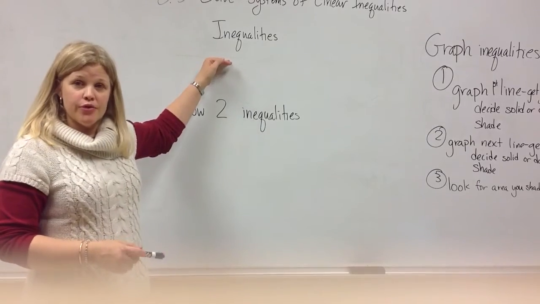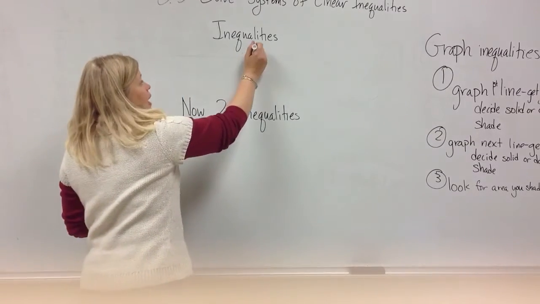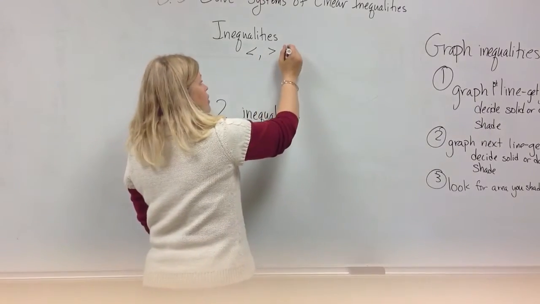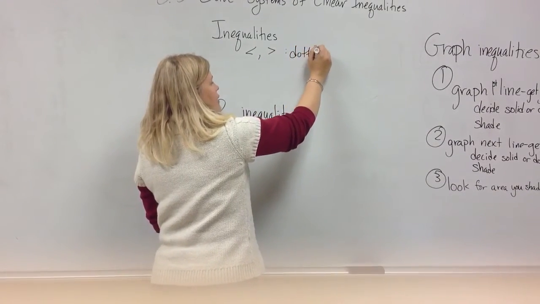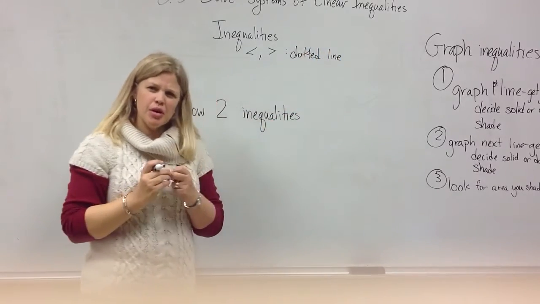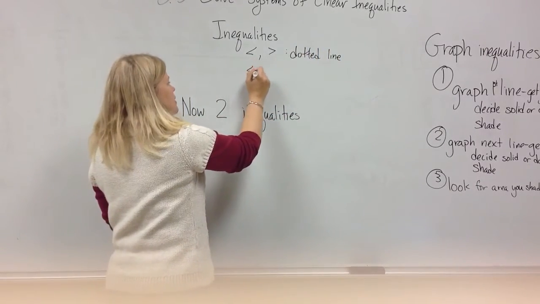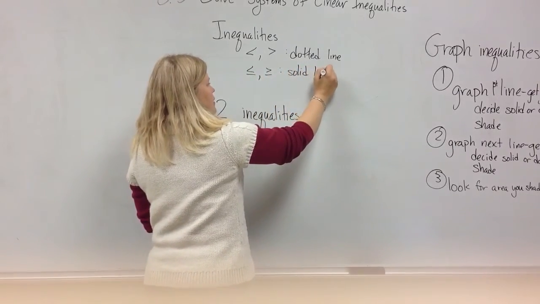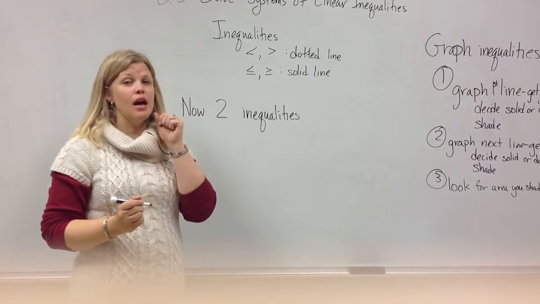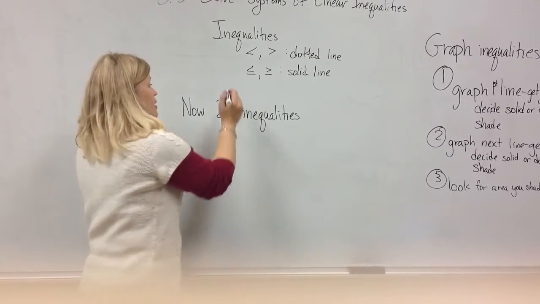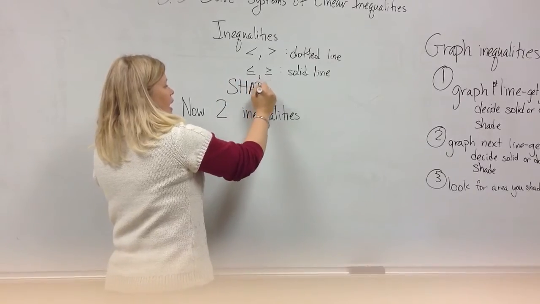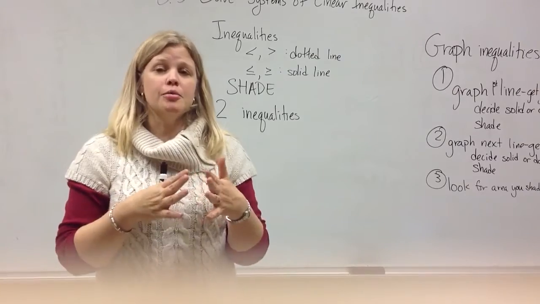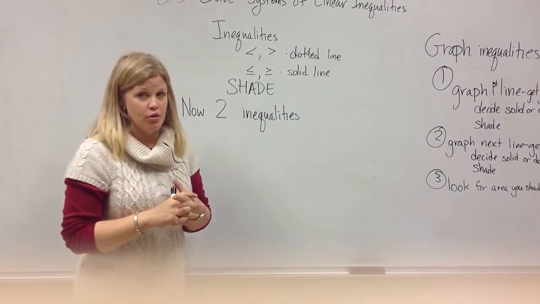And what are some things we have to worry about with inequalities? Oh yeah, if it's a less than or a greater than sign, we're going to have a dotted line. Do you remember when you make it a solid line? Yes, when it's less than or equal to or greater than or equal to, that becomes a solid line. And then don't forget, what's the other big thing we had to do? Yeah, we had to pick a test point and shade. Okay, so that's a little review for you about graphing linear inequalities.